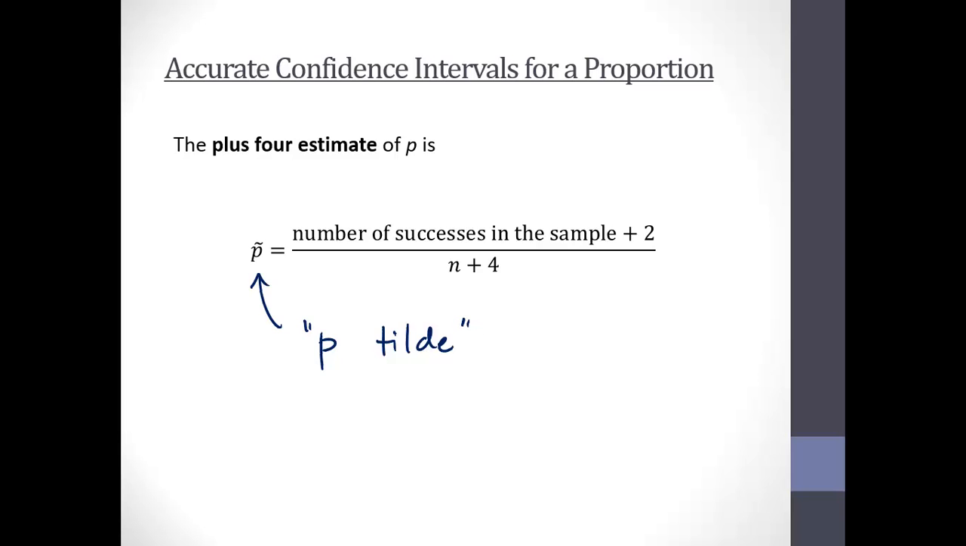So we're changing the notation here so we know that this is different than P hat. And that's, again, kind of like we just said on the previous slide. We're taking the number of successes in the sample, adding on 2, and then we're taking the total number of things in our sample and adding on 4. So this is the 2 successes and 2 failures. And that's why we're calling this thing a +4 estimate.